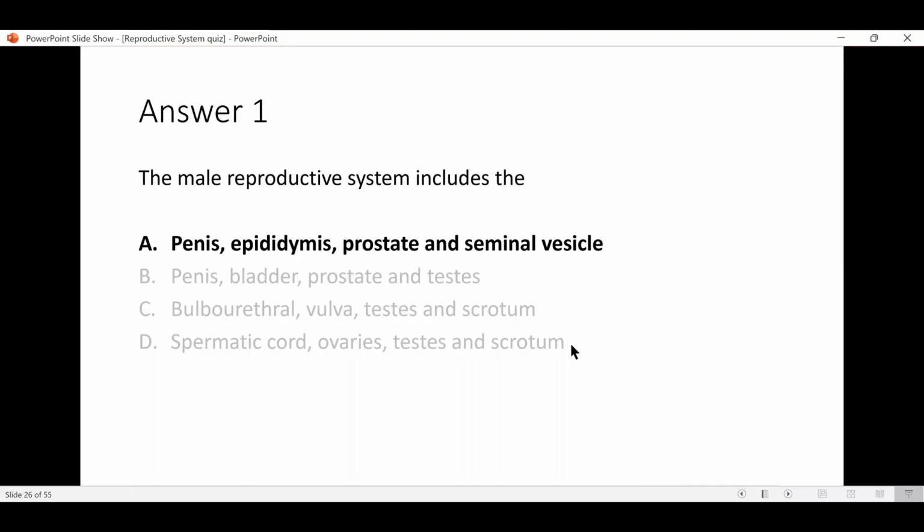Right, so answer 1 is A, penis, epididymis, prostate and seminal vesicle. So if you look at all the others, there's things that are not in the reproductive system. So bladder is in the urinary or renal system. The vulva is a girly bit, and the ovaries are girly bits. So that's the only answer that can be, because all the other bits belong somewhere else.